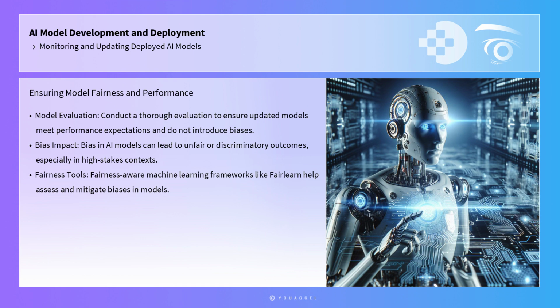In addition to retraining models, it is essential to conduct a thorough evaluation to ensure that updated models meet performance expectations and do not introduce biases. Bias in AI models can lead to unfair or discriminatory outcomes, particularly when models are used in high-stakes decision-making contexts like hiring or criminal justice. Fairness-aware machine learning frameworks, such as Fairlearn, help practitioners assess and mitigate biases in models by providing tools for measuring disparities and implementing bias mitigation algorithms.